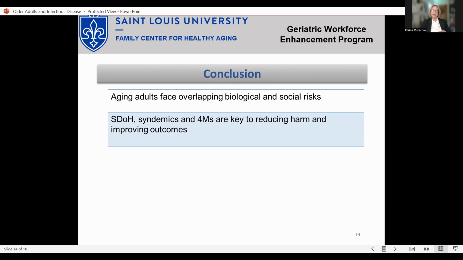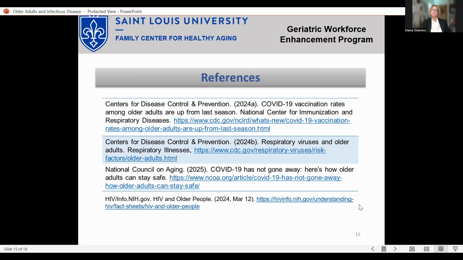In conclusion, aging adults face overlapping biological and social risks. The social determinants of health, syndemics, and 4Ms are the key to reducing harm and improving outcomes.